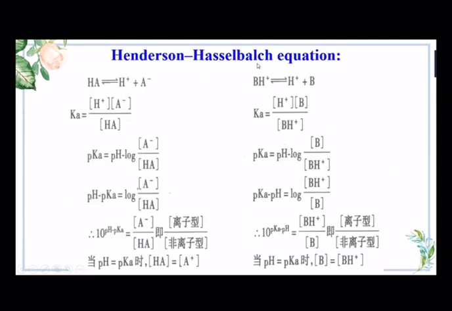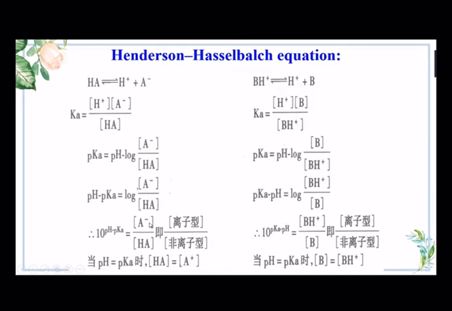The Henderson-Hasselbalch equation is very famous. Here is the equation of dissociation of a weak acid drug. From this equation, we can deduce the result: the ratio of ionized to non-ionized equals 10 to the power of pH minus pKa.